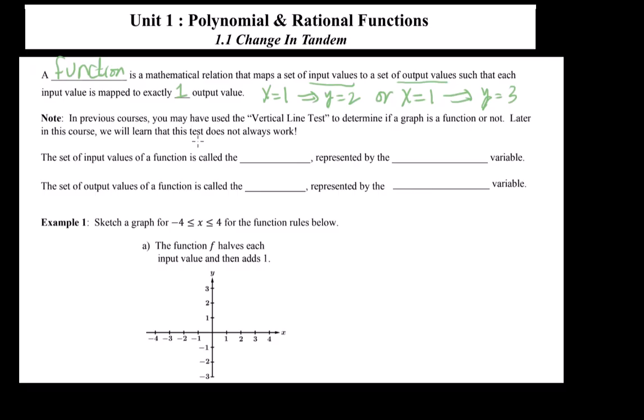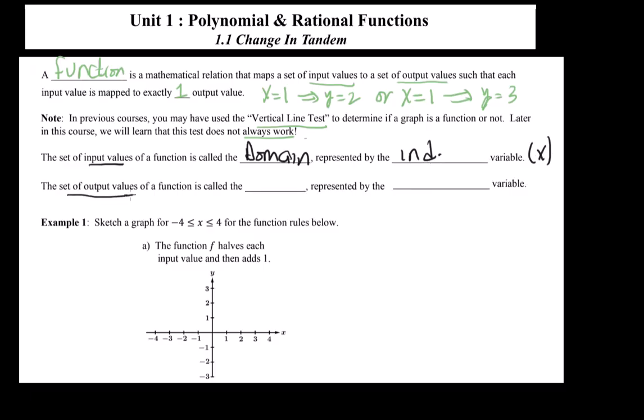Let's note that in earlier courses you might have used the vertical line test to determine if a graph is a function or not. But later in this course, we will learn that this test does not always work. The set of input values of a function is called the domain. The domain is represented by the independent variable, and the variable is x.